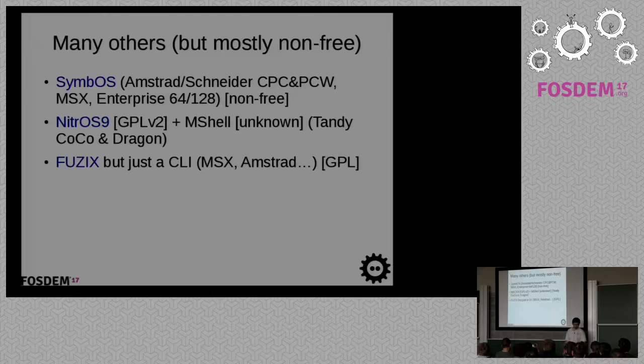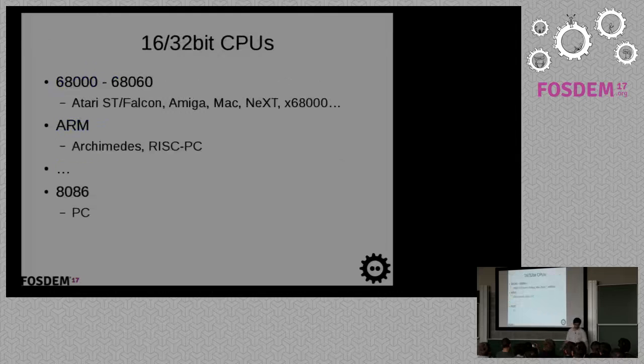Now let's talk about newer CPUs like 16/32-bit. There's of course the 68K with the whole family, Atari, Amiga, Mac, NeXT, and all those. ARM was born by Acorn. They created the CPU for their own machine. First the Archimedes, and then the RISC PC, and then many others, and the 8086 for the PC.